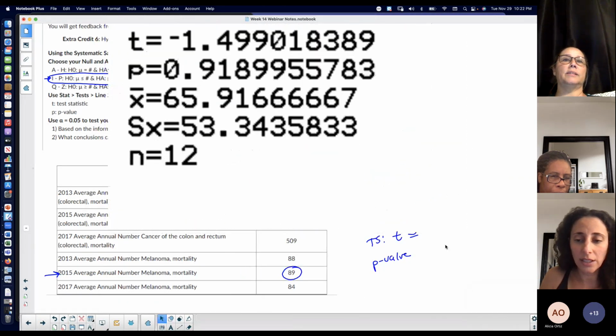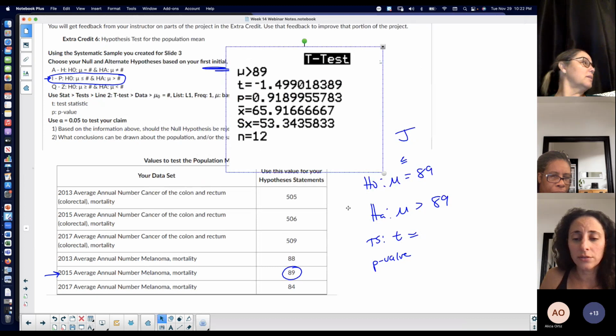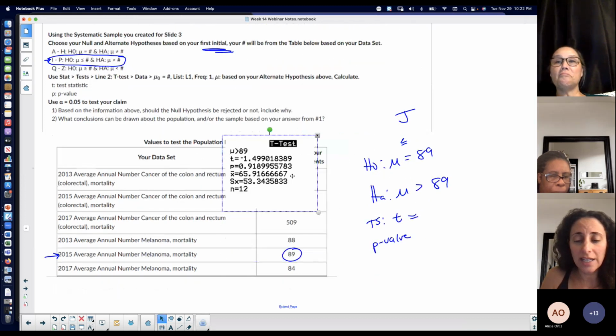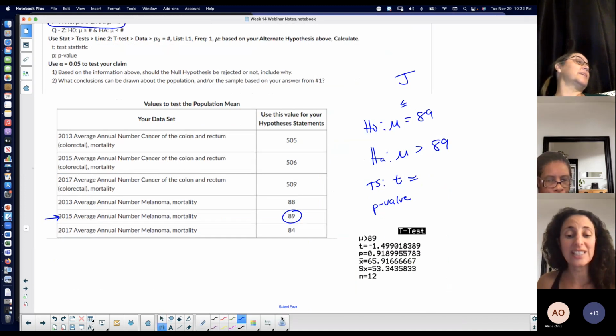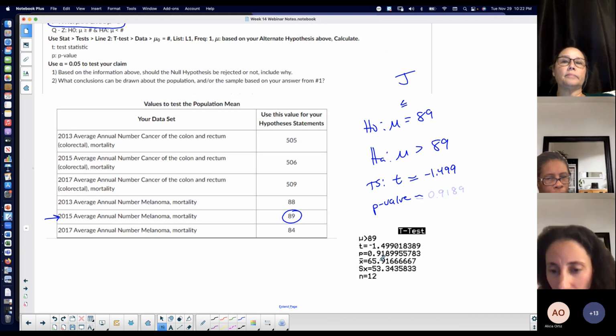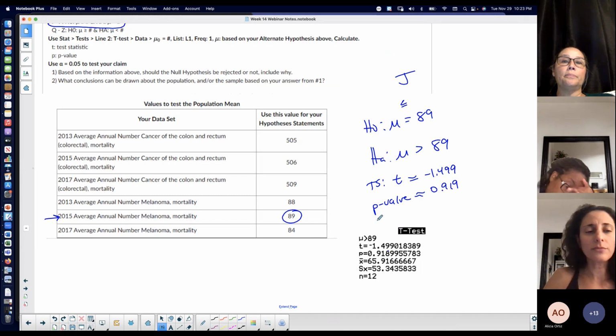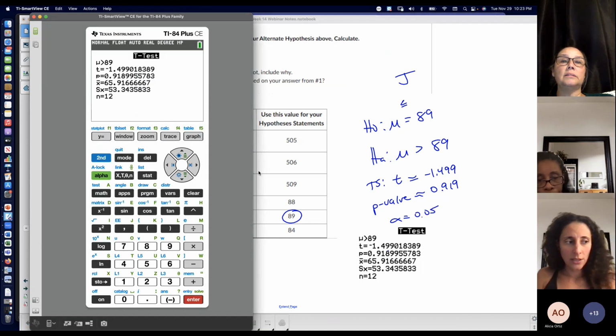You could technically, if you want, put this on your project. At least for me, I don't mind, but you need to at least tell me that you know what these values are. You're not just sticking it there. You're telling me the test statistic, which is the t-value, is negative 1.499. My p-value is approximately 0.918. Ooh, this is going to round up to 0.919, which is huge. That's huge. I'm given my alpha is 0.05.